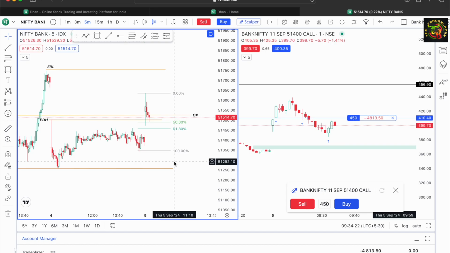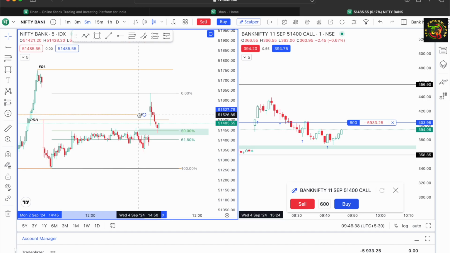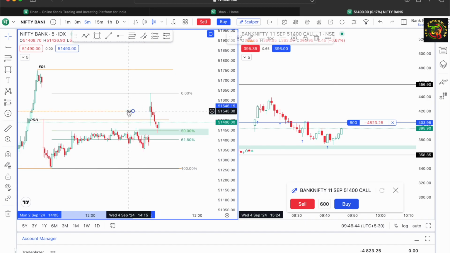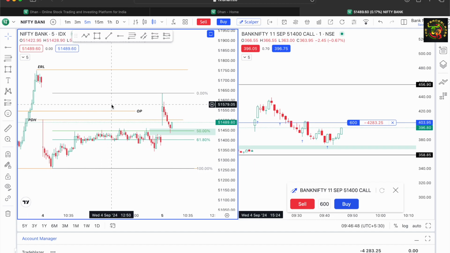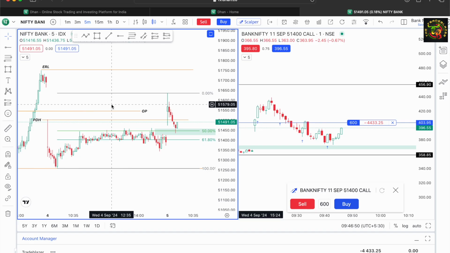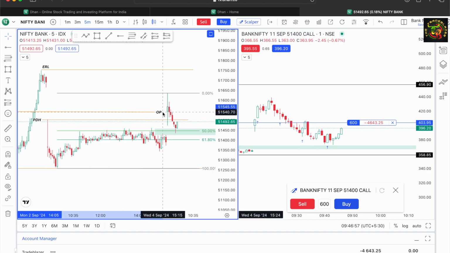I have to skip a little bit of a portion of this video in between, guys, because otherwise it will become too lengthy a video, because you can see this is taking up too much time already into this trade, right? So I have added 150 more quantity, and right now I'm sitting with 600 quantity in this trade.